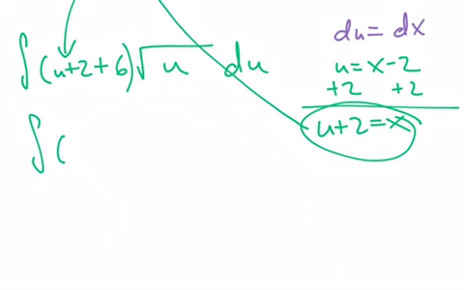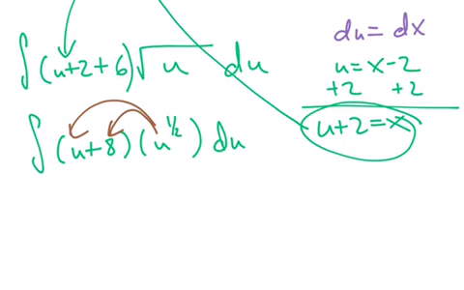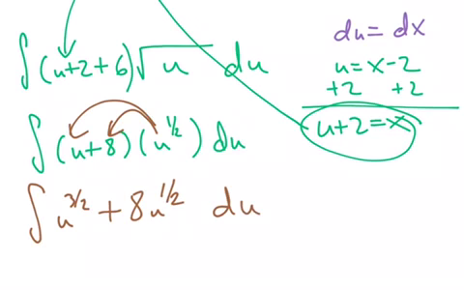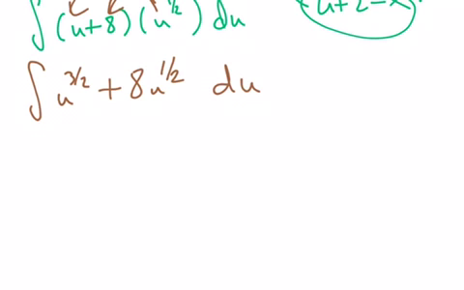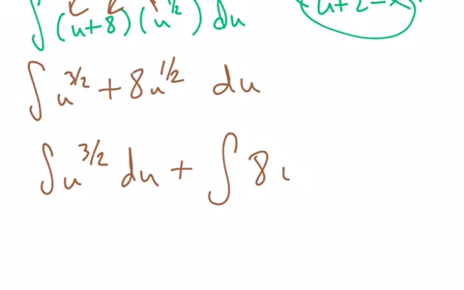Okay, so let's clean this up a little bit. This becomes u plus 8 times u raised to the 1/2 du. And so we distribute here, and we get u to the 3/2 plus 8u to the 1/2 du. And because we have each of these separate, we can integrate them separately. So we can do the integration of u to the 3/2 du plus the integration of 8u to the 1/2 du.